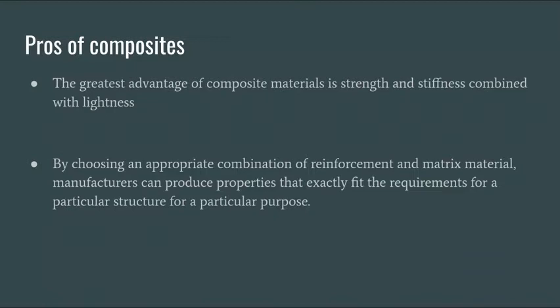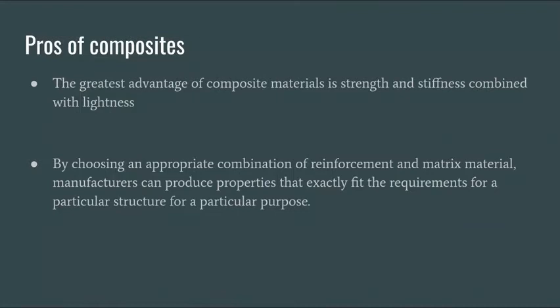So we talked about that specifically within aerospace and automobile industries. So the greatest advantage of composite materials is that they can hold a lot of strength, hold a lot of stiffness, but they can also be very light at the same time. So it won't take up a lot of mass and can be used in things like aerospace travel or auto industries.